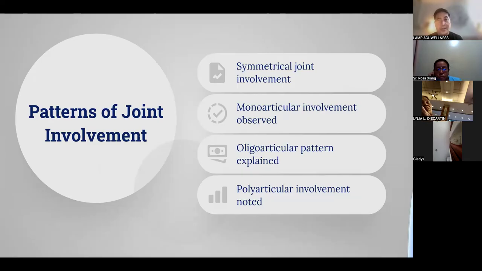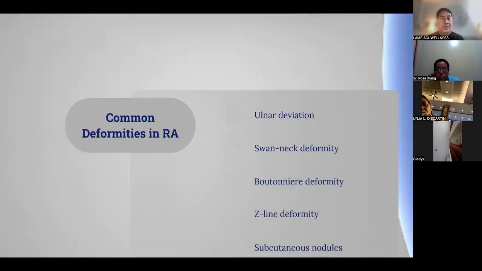So, ano yung patterns of joint involvement so that you can distinguish it from other types of arthritis like OA, no, osteoarthritis. There is symmetrical joint involvement, so that means dalawa siya, both. Monoarticular involvement can be observed, so only one joint, no? Oligoarticular pattern is explained. Polyarticular involvement is noted.